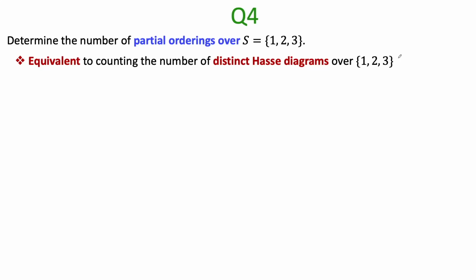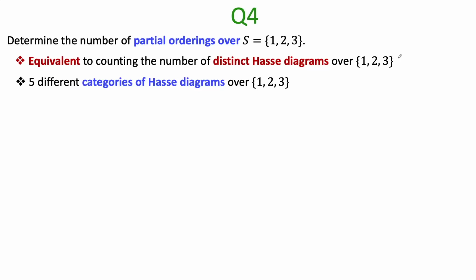So instead of enumerating all such relations, what we will do is count the number of distinct Hasse diagrams which we can draw using these 3 elements, because remember each partial ordering can be represented by a Hasse diagram. It turns out that we can draw 5 different categories of Hasse diagrams over this set, and let's consider each of them, and in each category we will count how many Hasse diagrams we can draw. The first category of Hasse diagram is where I have no edges among the nodes.